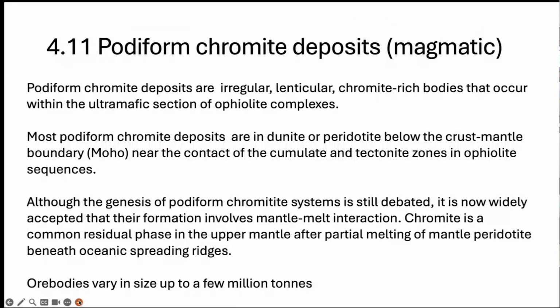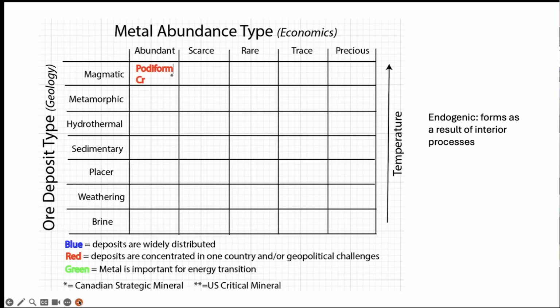Okay, now related to this are podiform chromite deposits. These are also magmatic in a way. These are irregular, lenticular, chromite-rich bodies that occur in the ultramafic sections of ophiolite complexes. So they're generally found in dunite or peridotite below the Moho, near the contact of cumulate and tectonite zones in ophiolite sequences. And it's generally accepted now that the formation involves mantle melt interaction. And that's also magmatic.